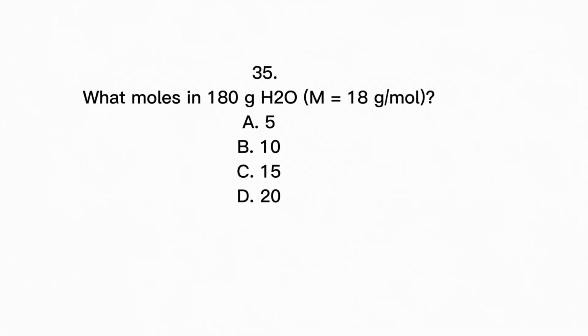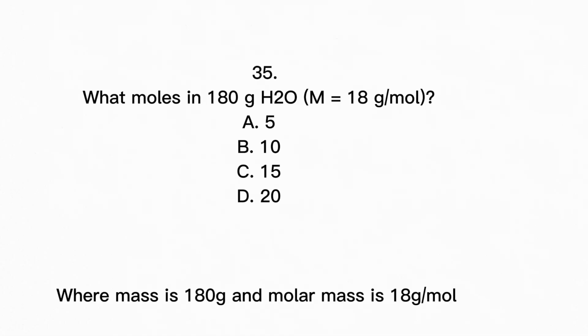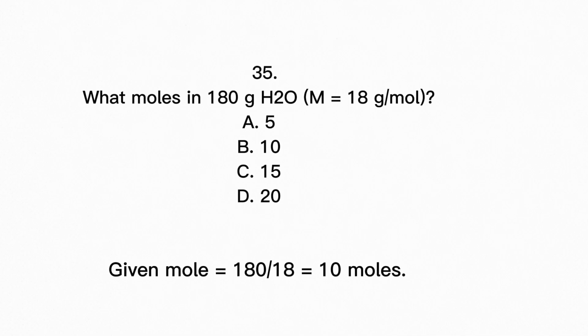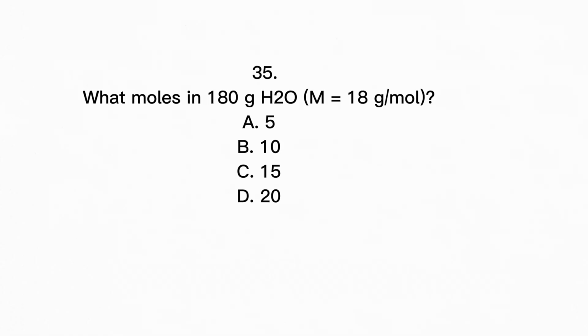Question 35. How many moles are in 180 grams of water, given the molar mass of water is 18 grams per mole? A. 5, B. 10, C. 15, D. 20. This question is simple, but unless you know the formula you are to use. We are using the formula moles is mass divided by molar mass, where mass is 180 grams and molar mass is 18 grams per mole. So we substitute it in the formula. Moles is equal to 180 grams over 18 grams per mole, giving us the final answer, which is 10 moles. So the correct answer is B.